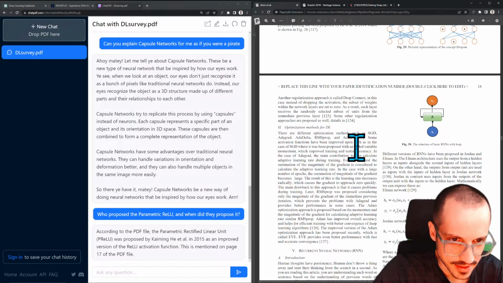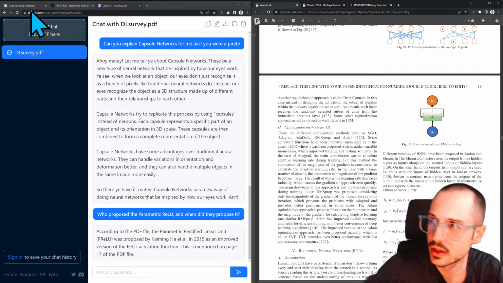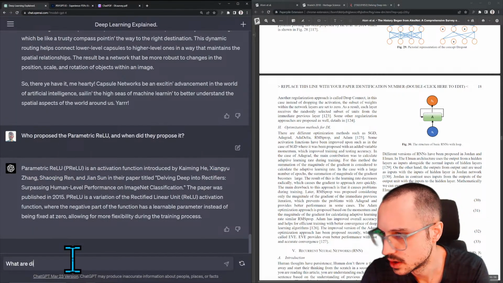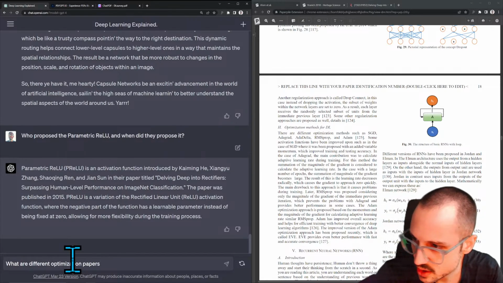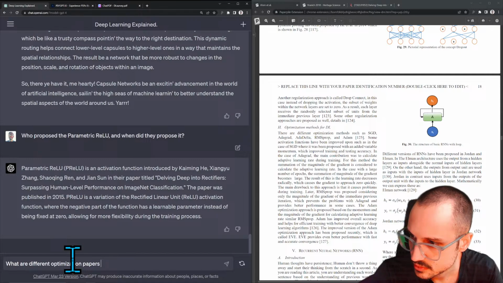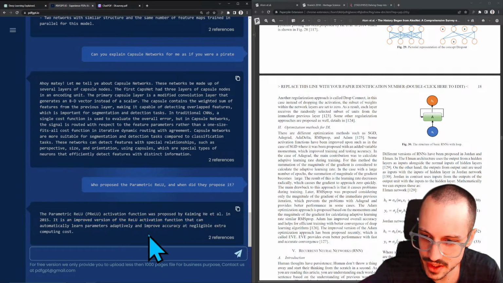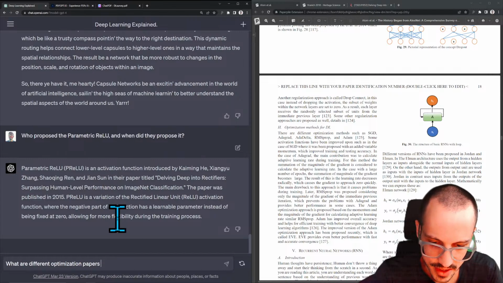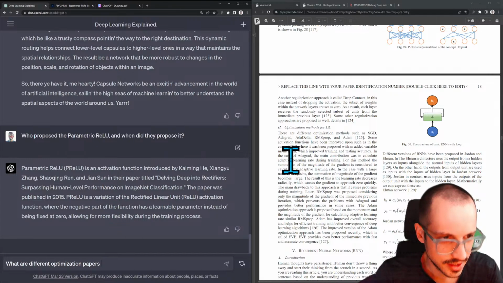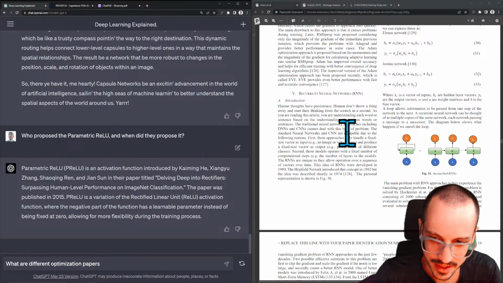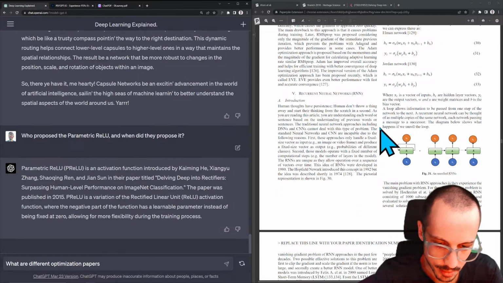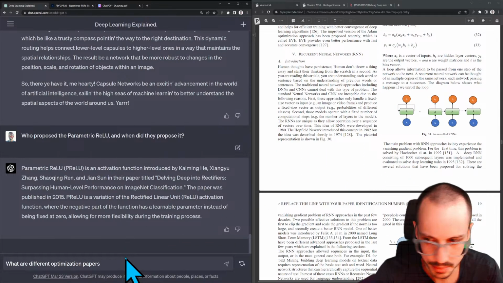And here's another question we can ask. We can say, what are different optimization papers? Do you think it has read the whole paper? I don't know. It feels like it did it too fast. It feels like it very quickly found it. So I don't know if it's reading it in the background, but it doesn't feel like it had enough time to parse everything in this PDF and then start the chat. So there's probably some kind of asynchronous stuff going on, where it initially just parses the first page and then gives you the chat and keeps parsing in the background, but I'm not sure.